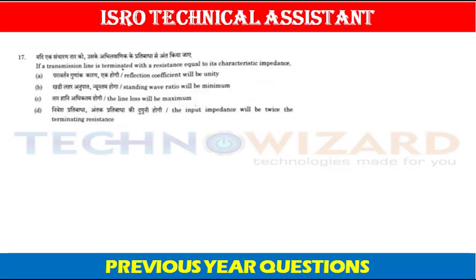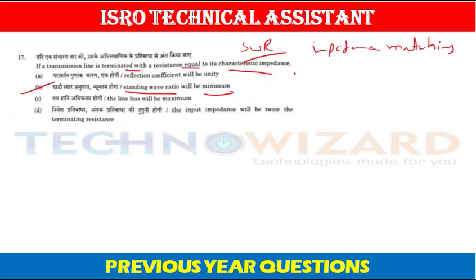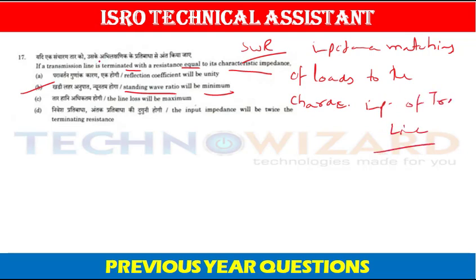Question number 17. If a transmission line is terminated with a resistance equal to its characteristic impedance, then the standing wave ratio will be minimum. What is standing wave ratio? Standing wave ratio is a measure of impedance matching of loads to the characteristic impedance of transmission line. Therefore, whenever a transmission line is terminated with a resistance equal to its characteristic impedance, then the standing wave ratio will be minimum. Therefore, option B is the correct answer.